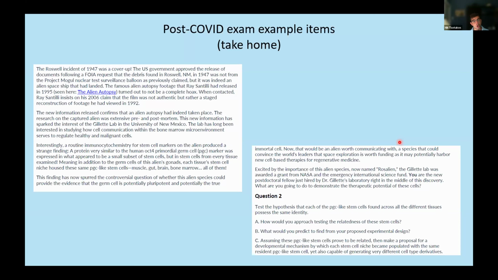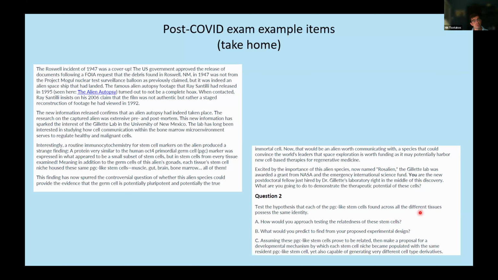There is a long scenario that's fully fictional, given in the exam, and along with the scenario goes the question that says, how would you approach testing the hypothesis, or similar events? This is from the stem cell work.